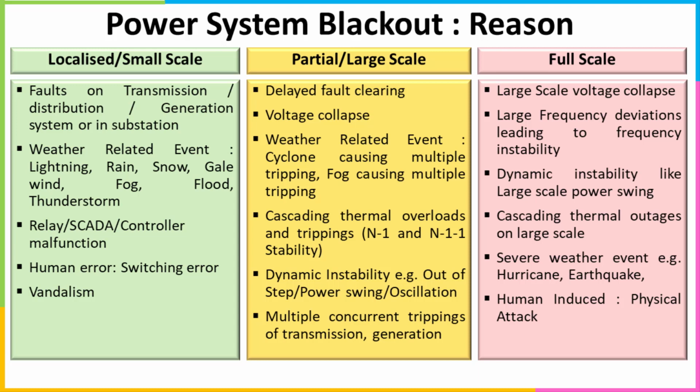Due to this, you can also have some trippings, or some kind of oscillation of higher magnitude, and all of those have an impact. There can be an issue of switching error during some maintenance activity, where some wrong switching resulted in a fault, or resulted in the tripping of the breaker. So that can result in a smaller scale blackout.